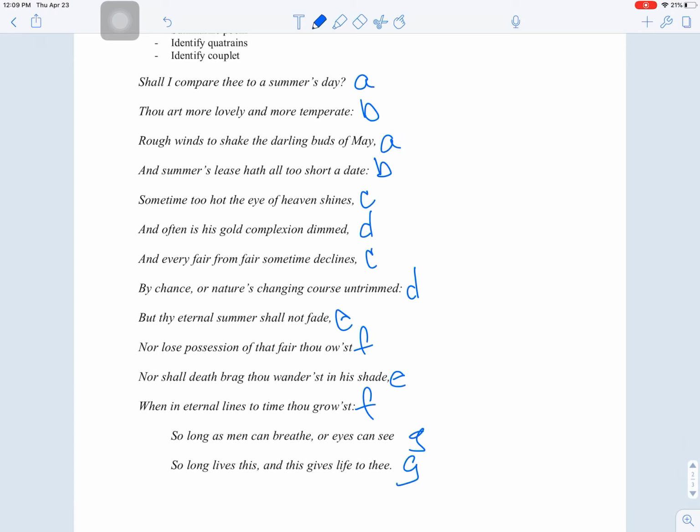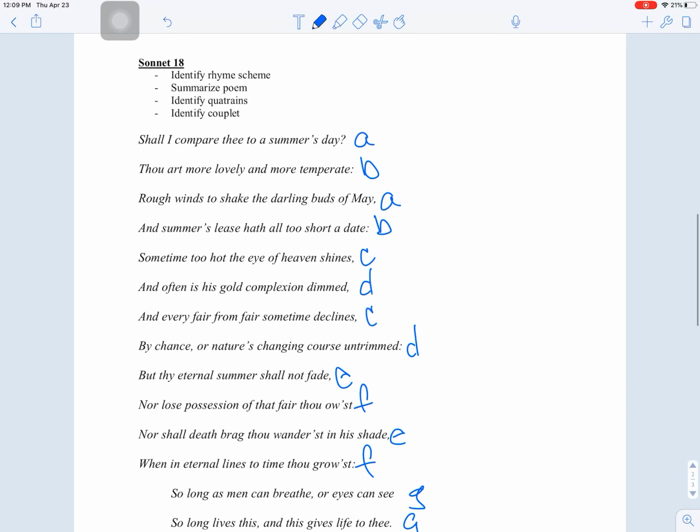All of Shakespeare's sonnets are going to have the exact same rhyme scheme: A, B, A, B, C, D, C, D, E, F, E, F, G, G. If you remember, we talked about quatrains a little while ago. Quatrains are a group of 4 lines that share the same rhyme scheme. Because we've labeled our rhyme scheme already, we can really clearly see those chunks of 4. Our first quatrain is A, B, A, B.